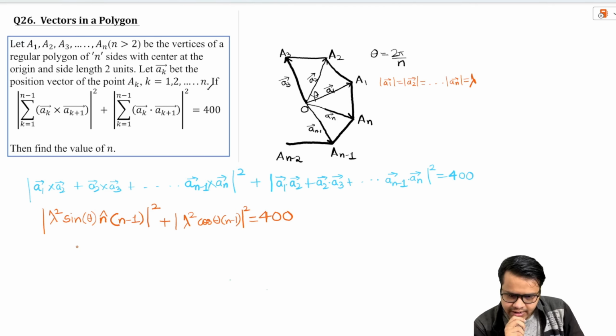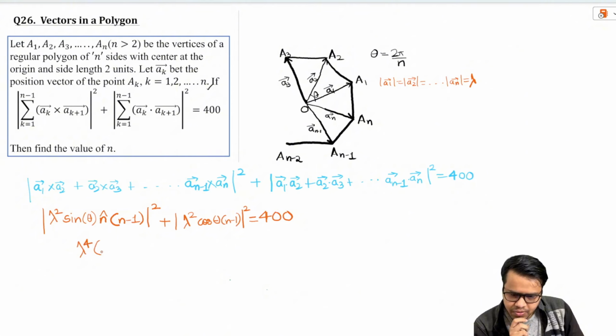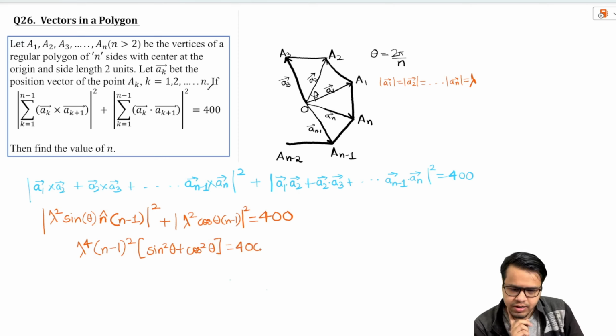So we can take lambda square common. Lambda to the power 4 becomes lambda square squared. So lambda to the power 4 times (n minus 1) square, and we are left with sine square theta plus cos square theta, which is a very famous identity. So it should be equal to 1. So we are left with lambda. We can rewrite it like this: lambda square (n minus 1) whole square is equal to 400.